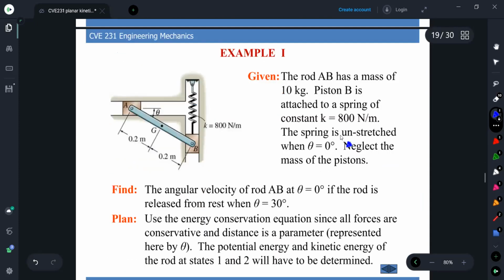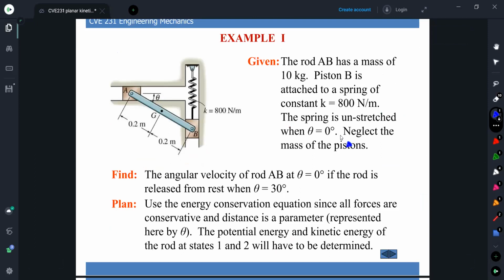So let's take a look at this example. The rod AB has a mass of 10 kg and the piston B is attached to a spring of constant k equal to 800 Newton per meter. The spring is unstretched when theta equals 0 degrees, and we will not consider the mass of the piston. We would like to find the angular velocity of the rod AB when theta equals 0 degrees, if the rod is released from rest when theta equals 30 degrees.